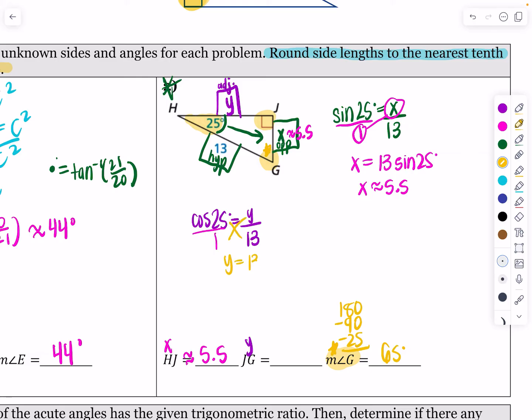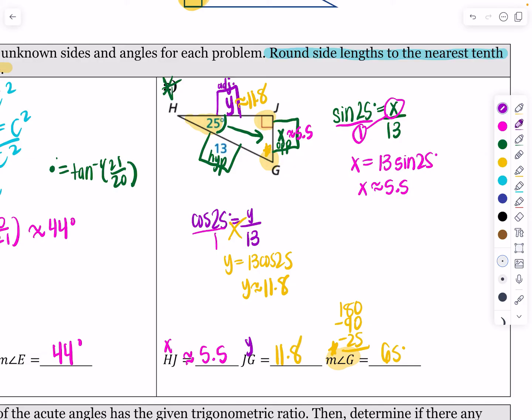So y is going to be equal to 13 times the cosine of 25. And when I do that, 13 times cosine of 25, I get about 11.8. So this is about 11.8. Does that make sense as an answer? Is that less than the hypotenuse of 13? It is. And so that's going to be about 11.8.